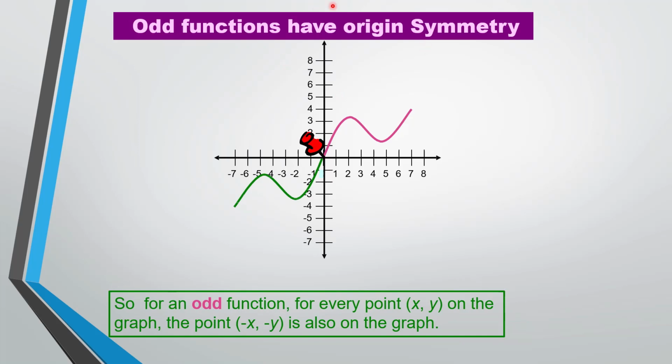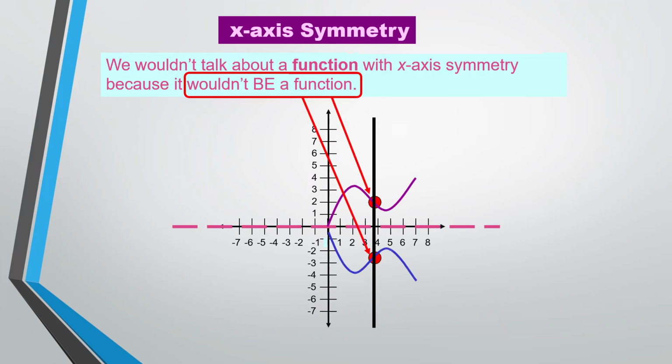And what is an odd function? Odd functions have origin symmetry. For an odd function, for every point x comma y on the graph, the point minus x comma minus y is also on the graph. So if we substitute x by minus x and y by minus y, the point which is the result of that substitution also lies on the graph. So we conclude that odd functions have origin symmetry. And see the next one, x symmetry. Let us see this topic.